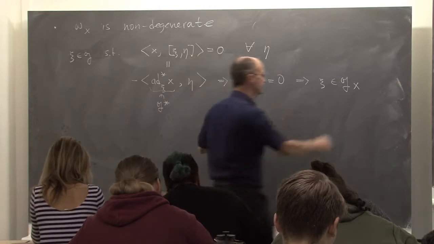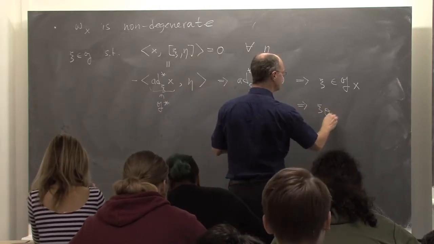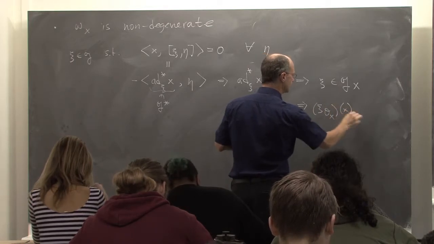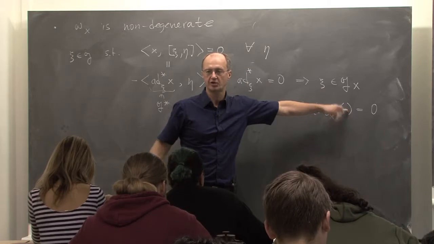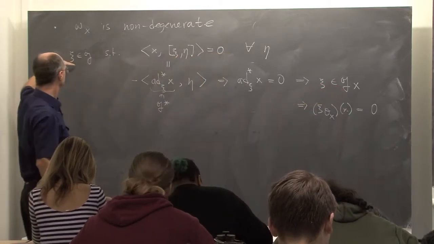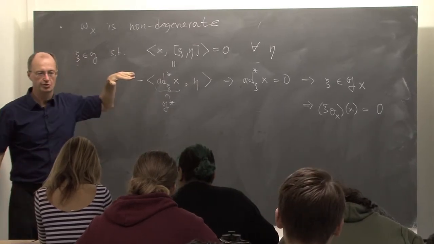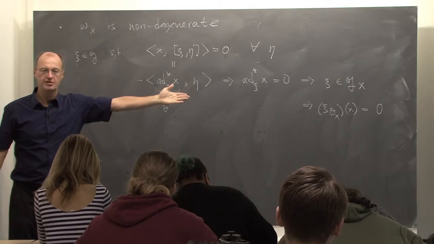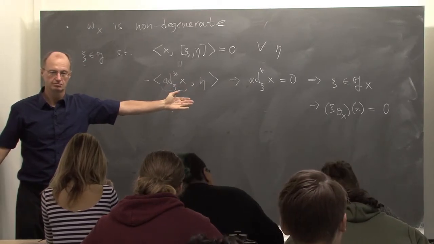But if psi is in Gx, this means that the corresponding fundamental vector field actually vanishes at the point x. So we started with the assumption that this psi was a vector in the kernel, and we see that this vector in the kernel is 0, right?